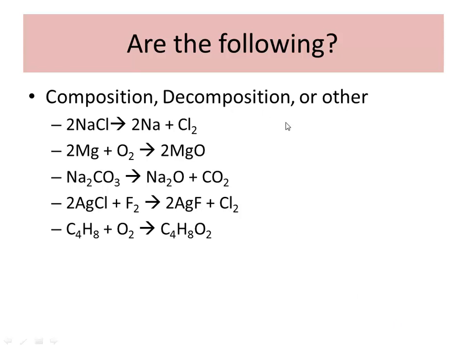So let's go over these, guys. What's the first one? What type of reaction? First one, decomposition. We have one reactant and two products. What about the second one? That's composition. We have two reactants, one product. How about the third one? Another decomposition. And what about this one? Other. This isn't composition or decomposition. And what about this one? Composition. Good. All right.